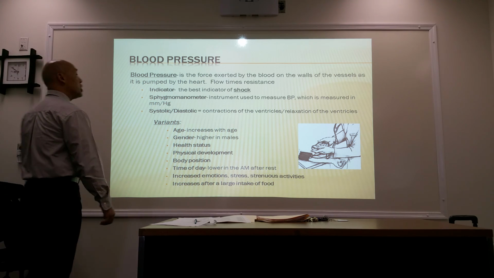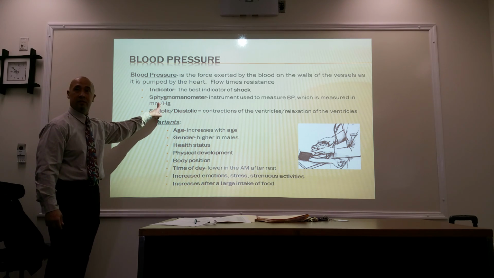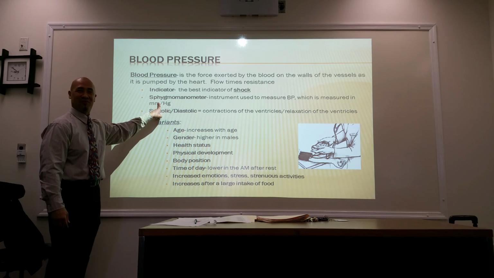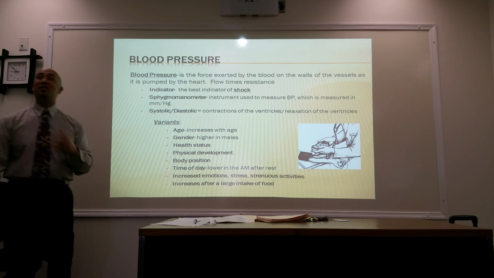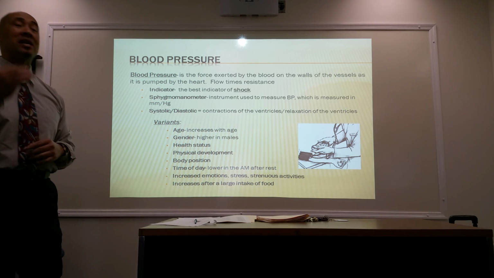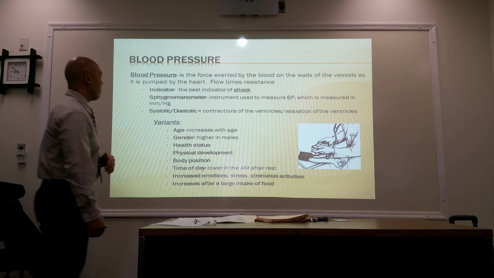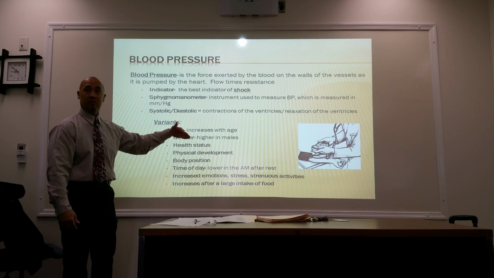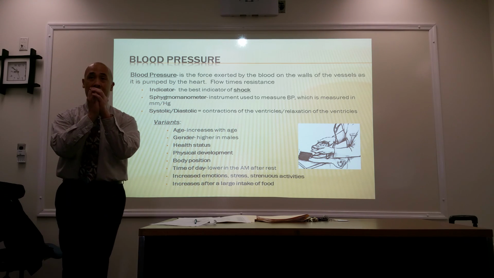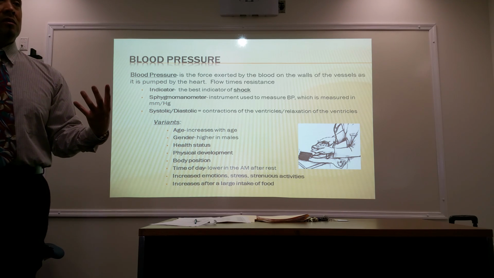The instrument that they use to measure blood pressure is this. Sphygmomanometer. Okay. It's an instrument used to measure blood pressure. Blood pressure is written as a ratio. It's going to be systolic over diastolic. Systolic being heart contraction, diastolic being heart relaxation.